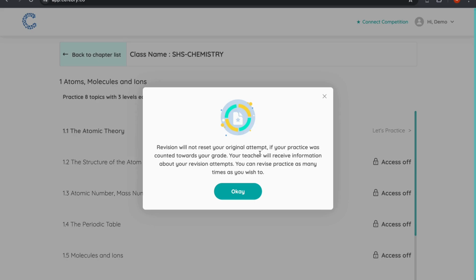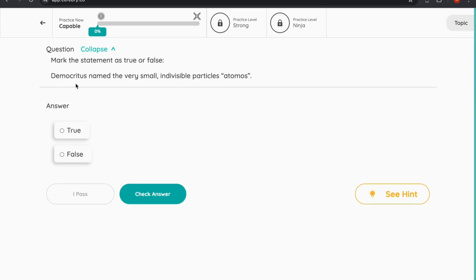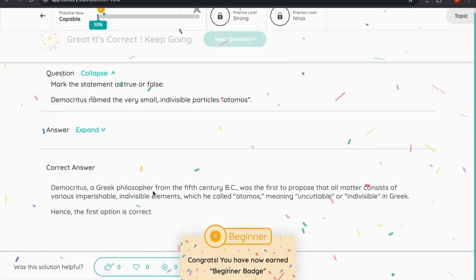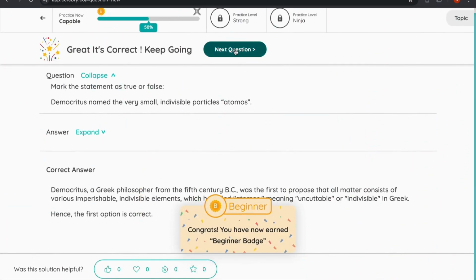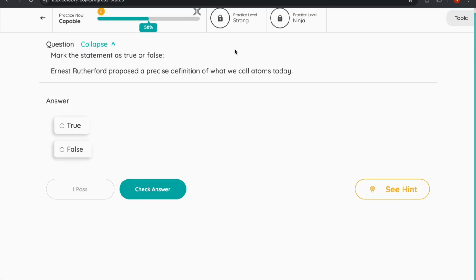This will not reset the original attempts of the student, but the student can improve their understanding of the concepts by revising the topics. Let's say if I answer this correctly, I go to the next question.